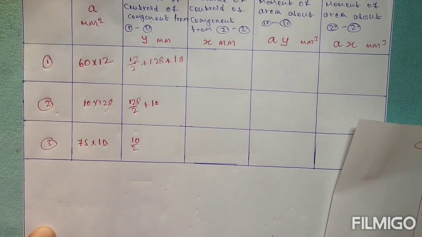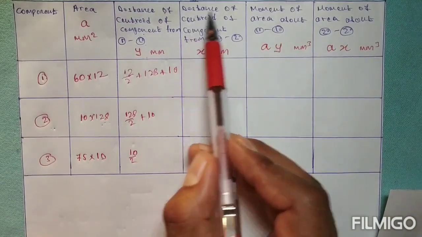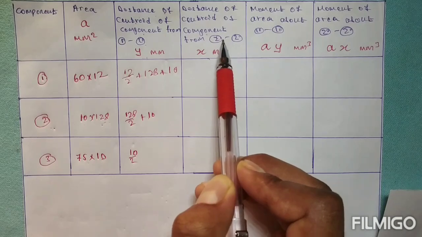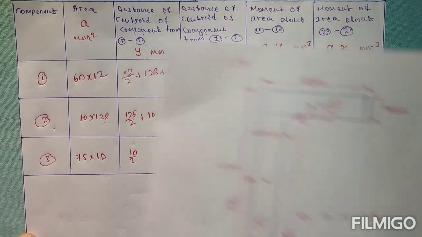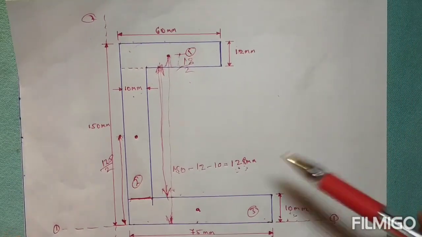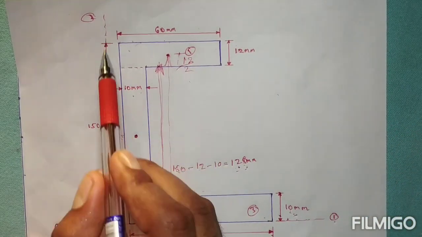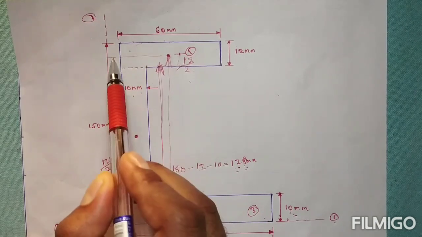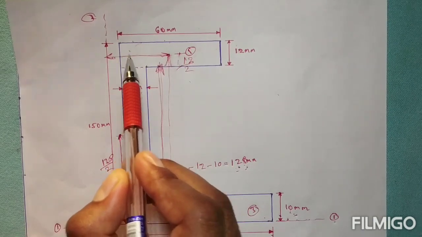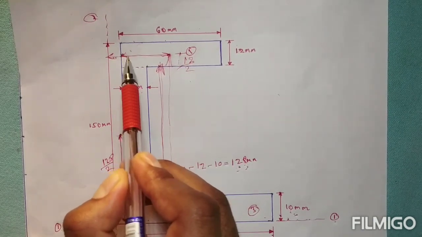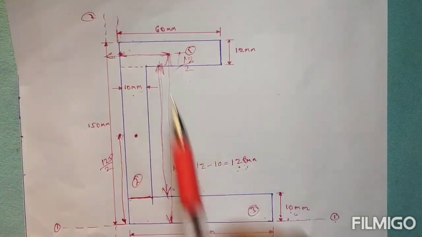So similarly we have to do it for the third column. That will be the distance of the centroid of each component, the same CG, but our reference axis is 2 2. So the CG of each component is the same, but you have to take the distance for reference axis 2 2, from here to our reference axis here, for this component.